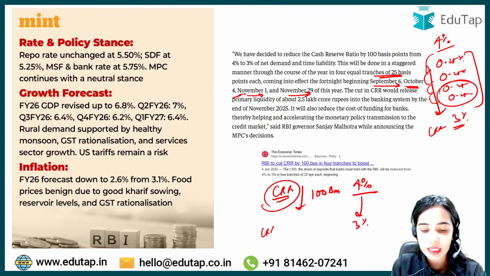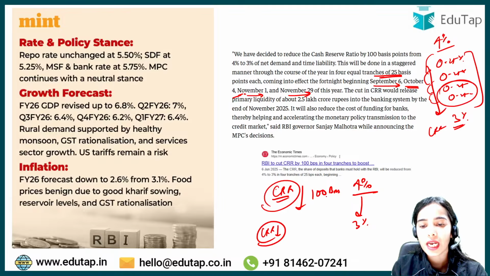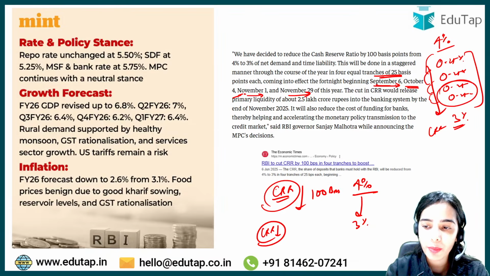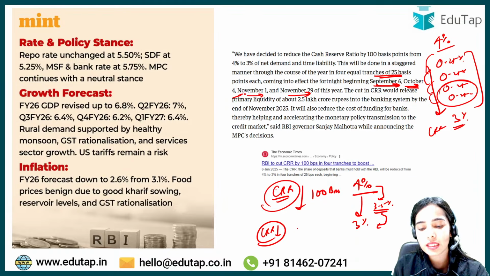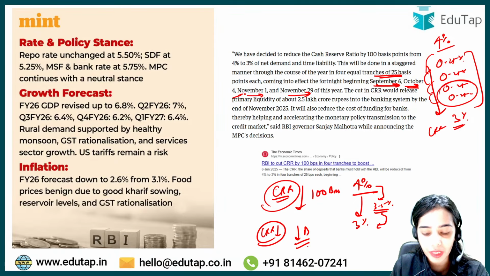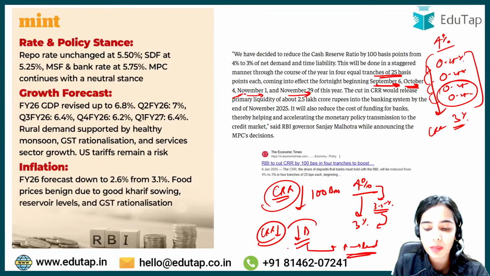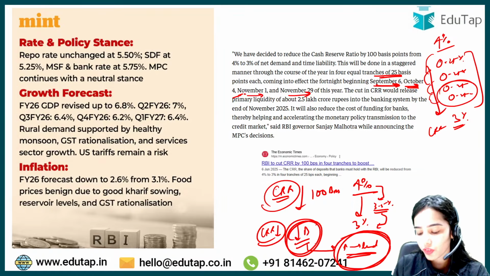Now, CRR was decreased in June 2025 and there have already been 2 cuts in the CRR. So CRR is currently at 3.5% from 4%, and by the end of November it will go down from 3.5% to 3%. When CRR is decreased, banks have to keep less reserves with RBI. So the banks are left with more money to lend out.